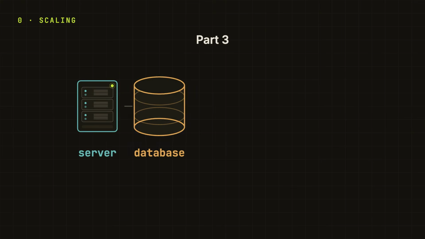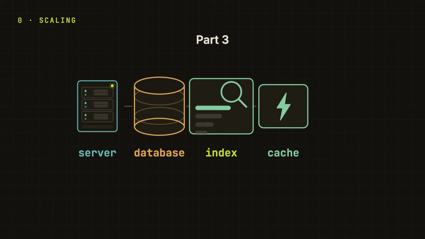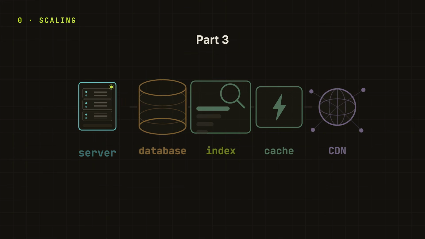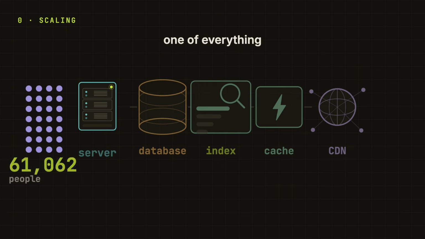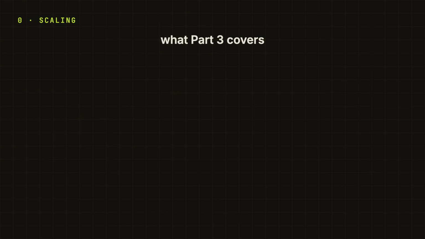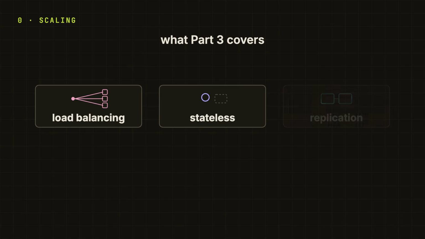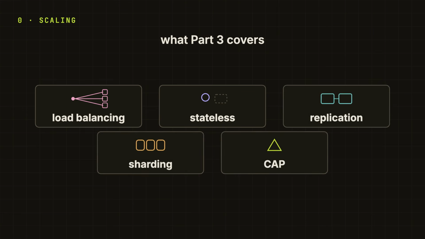So far, across the first two parts, we have built a single server with a database, an index, a cache, and a CDN, and it works nicely. But this part asks the big question: what happens when one of everything is not enough? When millions of people arrive at once? This whole part is about scaling, load balancer, statelessness, replication, sharding, and the famous CAP theorem.